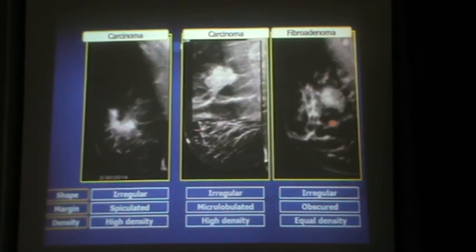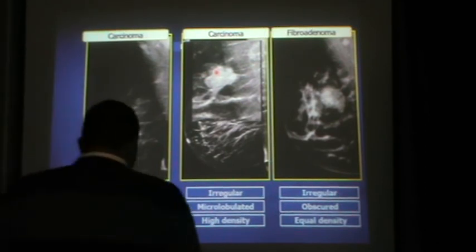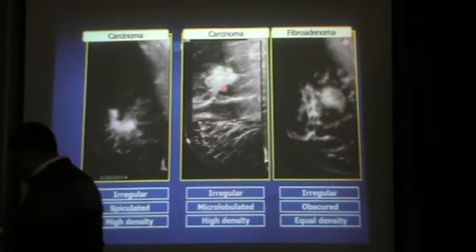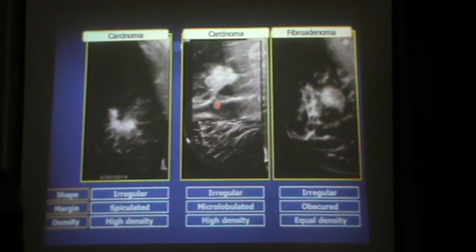The skin changes. This is a carcinoma also, which is an irregular, speculated mass with a speculated margin, and it is of high density. This is another case of carcinoma. It shows a microlobulated dense mass, and it has an irregular shape.